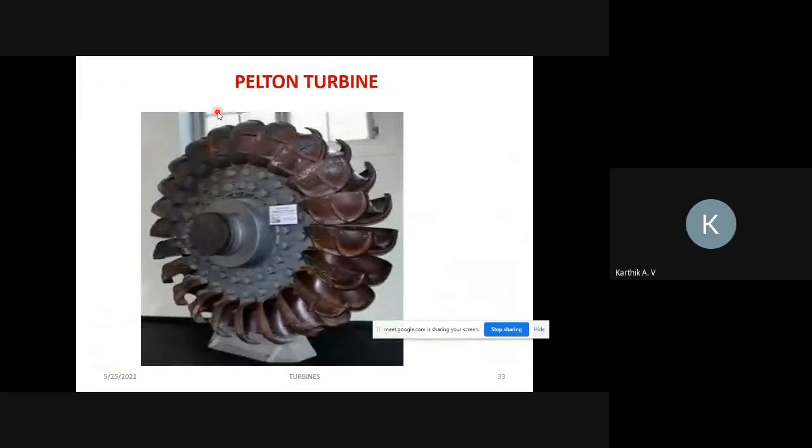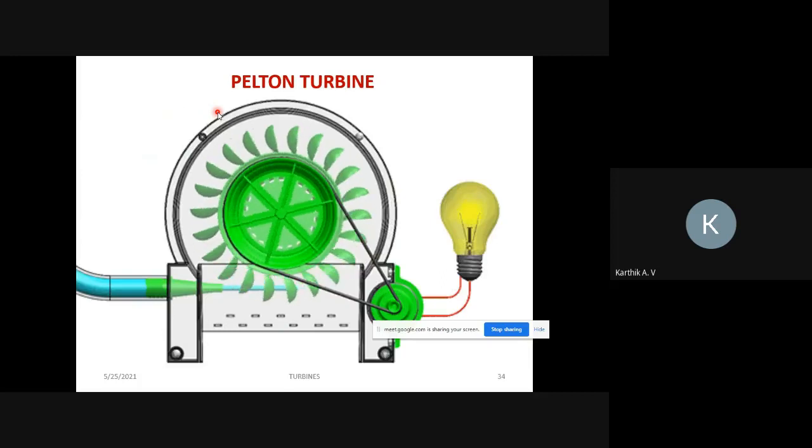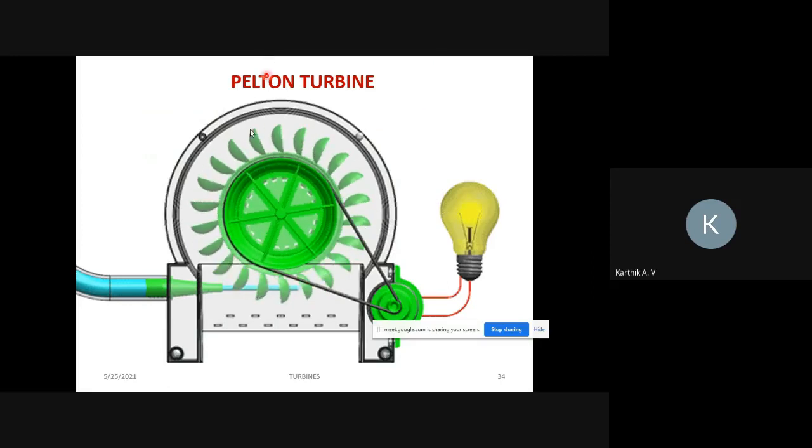So this is actually the turbine structure. Okay, turbine blades and runner blade. So in this way it will work. Okay, so this is a small type of Pelton turbine just for college purposes.